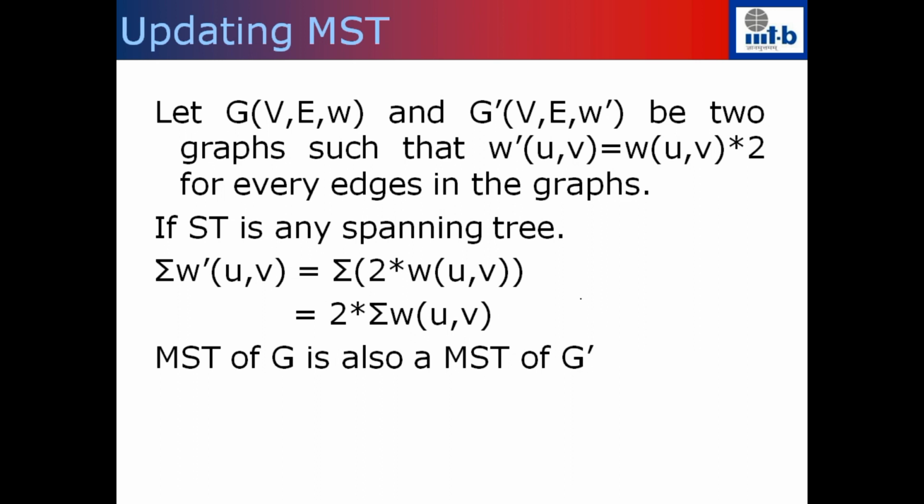In this example, same as before, but the weight in the G dash graph is twice the weight of this edge. Now if you take any spanning tree and sum up all the weights of the edges in the spanning tree in W dash, this is equal to the sum over the spanning tree of 2 times W of U comma V. So 2 comes out of the summation, and you get 2 into the summation of W of U comma V. So minimizing the summation on the left hand side is the same as minimizing or maximizing the summation on the right hand side.